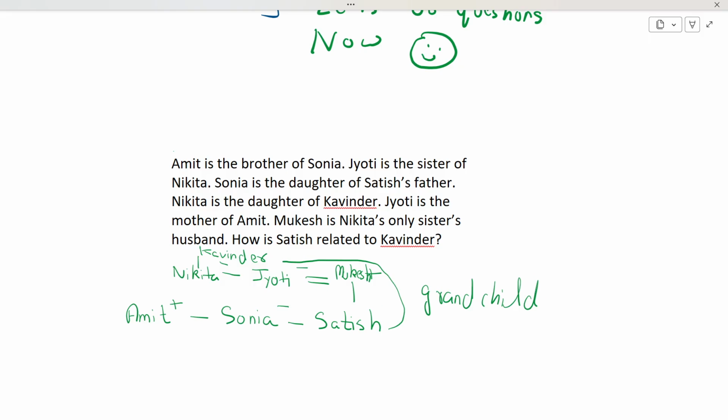Now, let's say there are options like grandchild, grandson, granddaughter, or son. So the answer would be grandchild. But if there is only one option, let's say there is granddaughter and daughter, son, cousin, then we'll go with granddaughter. I hope that's clear. Okay, let's move on with the next question.